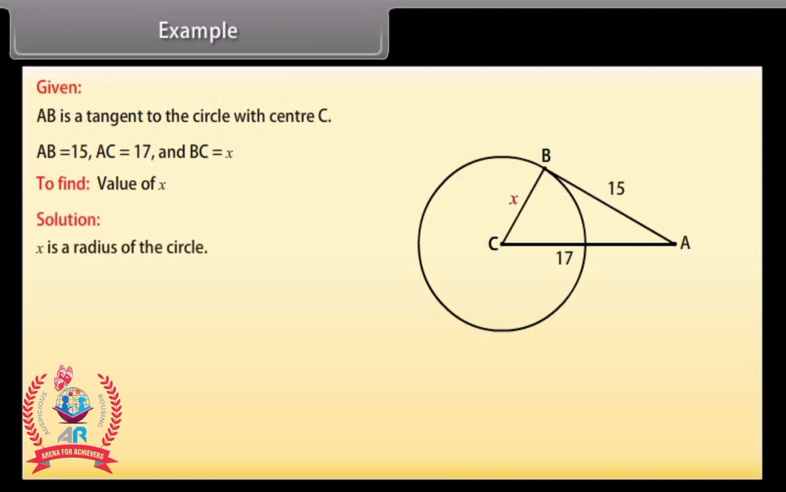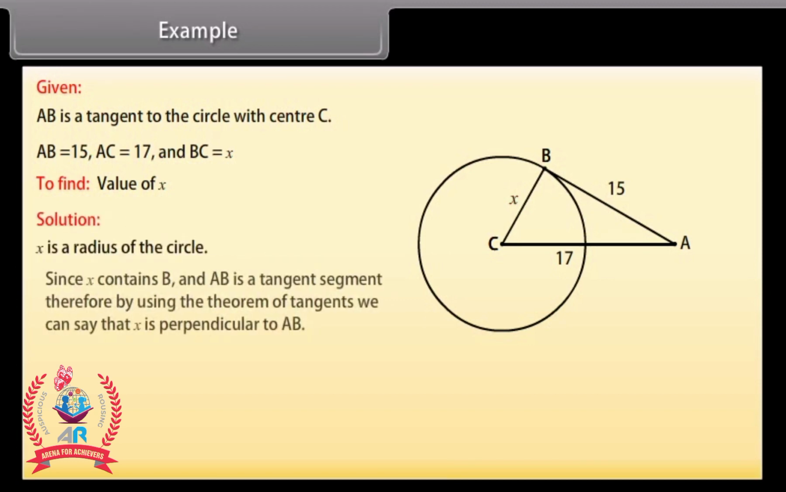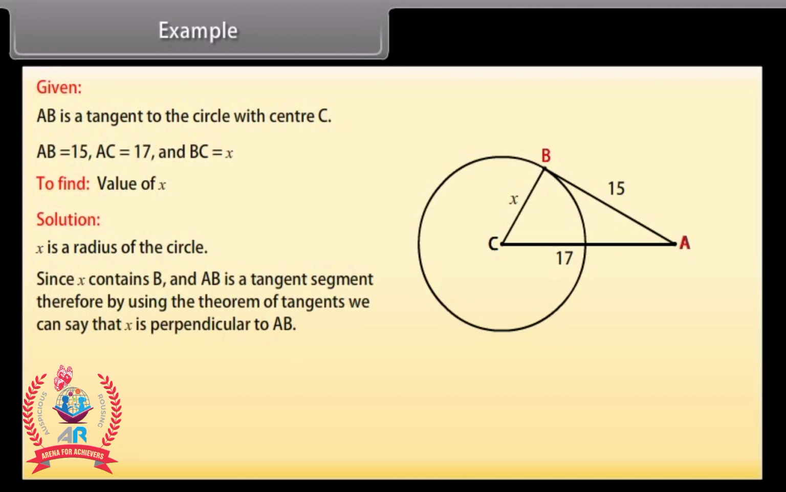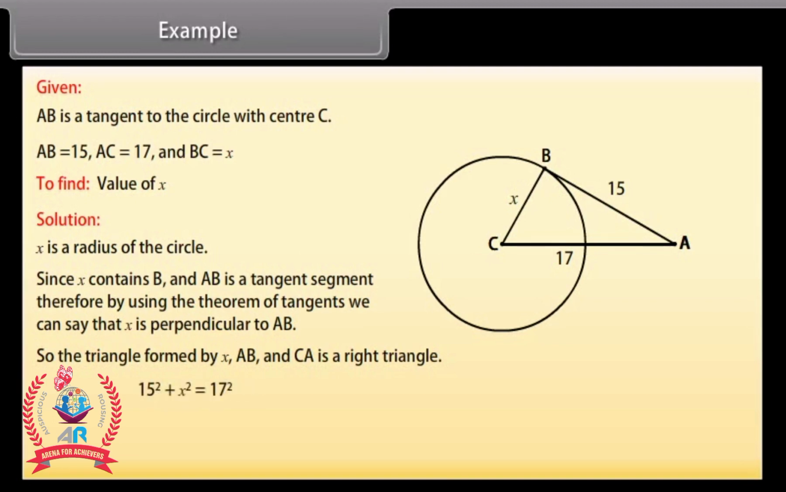We can see that X is a radius of the circle. Since X contains B and AB is a tangent segment, by using the theorem of tangents, we can say that X is perpendicular to AB. So the triangle formed by X, AB and CA is a right triangle. Now by using the Pythagoras theorem, we get 15 square plus X square is equal to 17 square, or X square is equal to 64, which gives us X as 8.